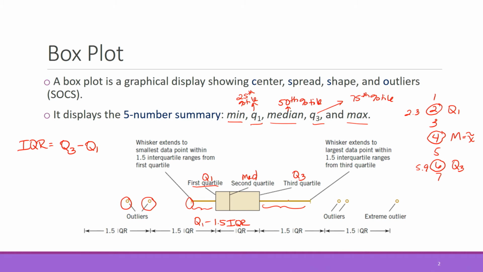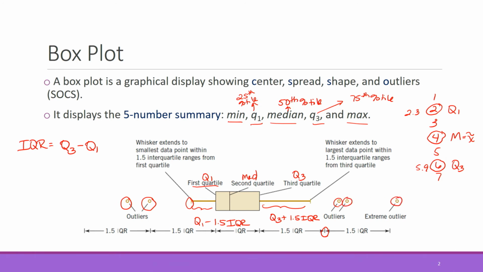Same with the other whisker. It's going to be Q3 plus 1.5 times the interquartile range, and it extends to the largest point within there. So wherever that largest point was, because notice that if you just go all the way to the end, it's a little bit beyond. And then again, we have outlier 1, 2, and 3.